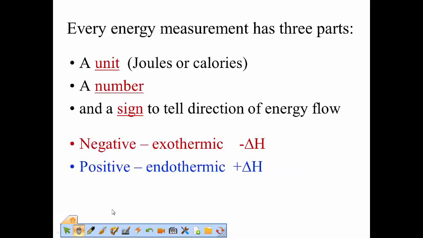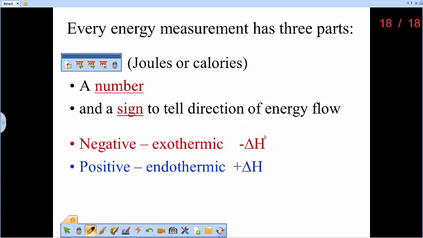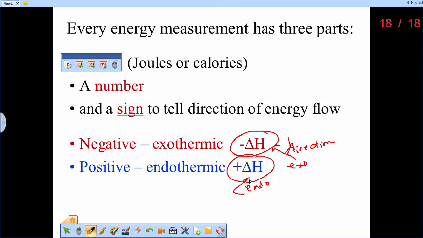Every energy measurement has three parts: a unit, we'll usually use joules, but calories can be used; a number, a value, a magnitude; and a sign to tell you the direction of that energy flow. Remember, those positives and negatives are not positive and negative values. They are directional indicators. They tell you whether it is exothermic or endothermic.